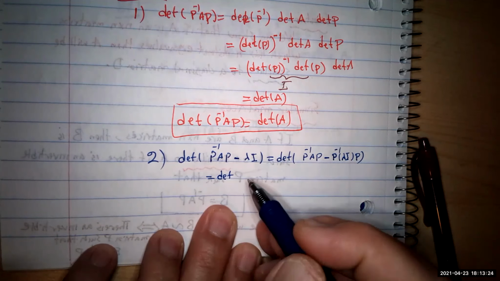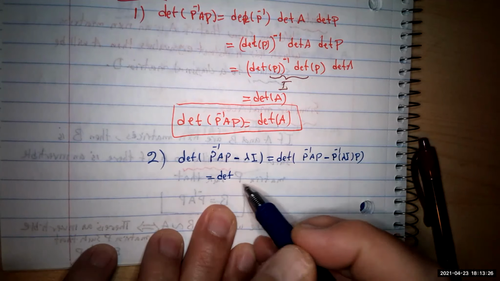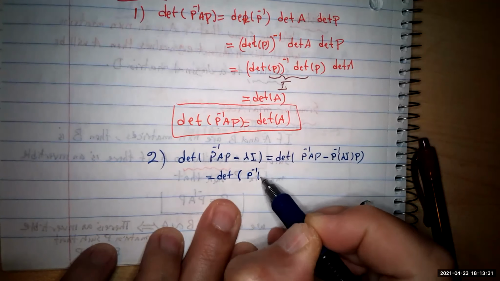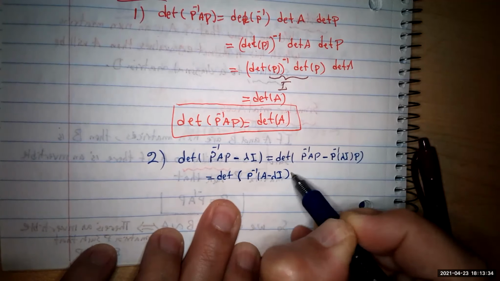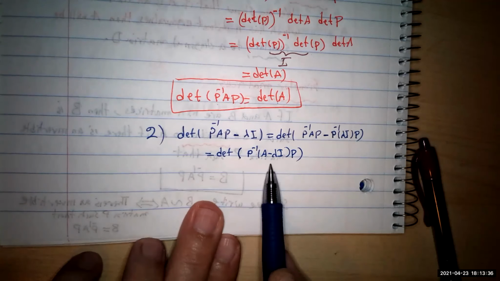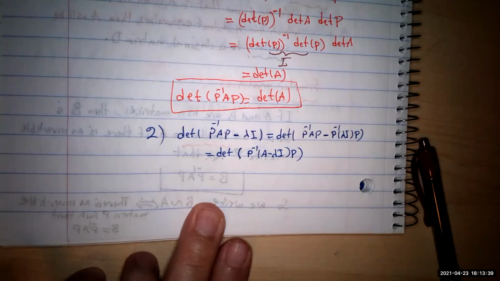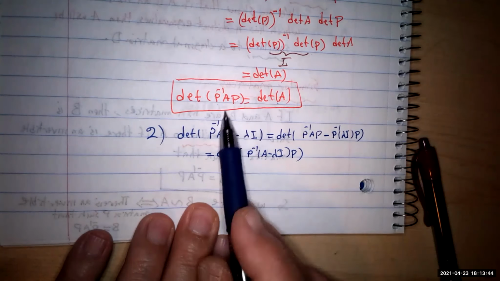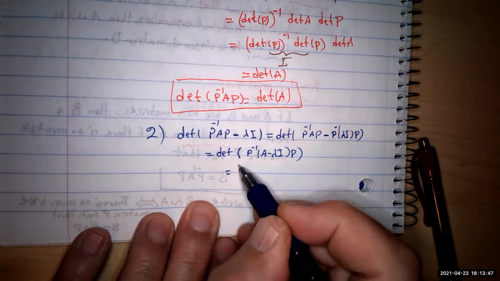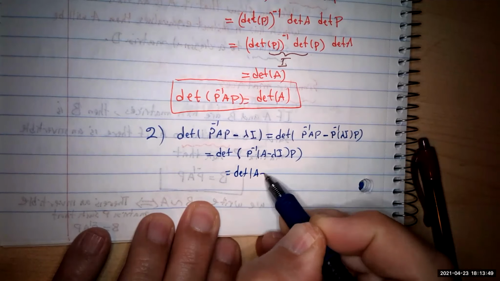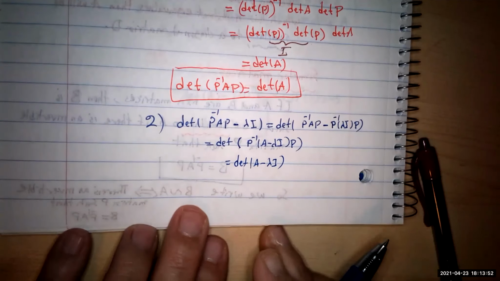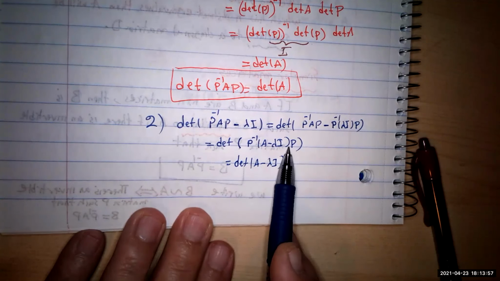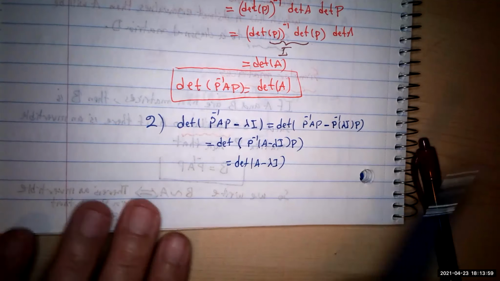If you factor it out, you get a P inverse. It's going to be the same as the determinant of P inverse times (A minus lambda I) times P. If you multiply together, it exactly gives you this one over here. And again, use this property that we did on the top. So that gives you the determinant of A minus lambda I. Because when you distribute the determinant, the determinant of P inverse and P would cancel out, you get this one. So what does it mean?